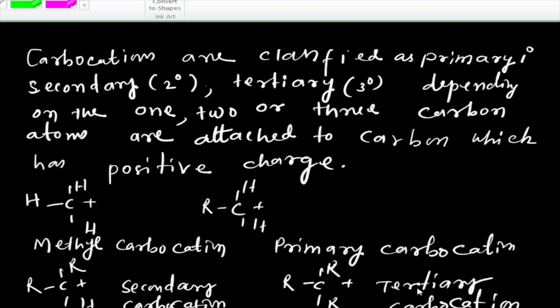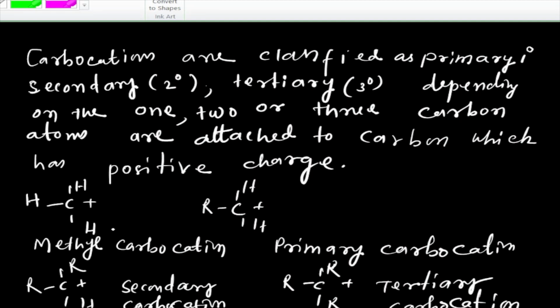So next, carbocations are classified. The conclusion is carbocations are classified as primary, secondary, tertiary. Primary means CH2 group, secondary means CH, tertiary means C only, depending on the 1, 2, 3 carbon atoms attached to the carbon. That means the number of carbon atoms attached to the carbon which has the central positive charge.